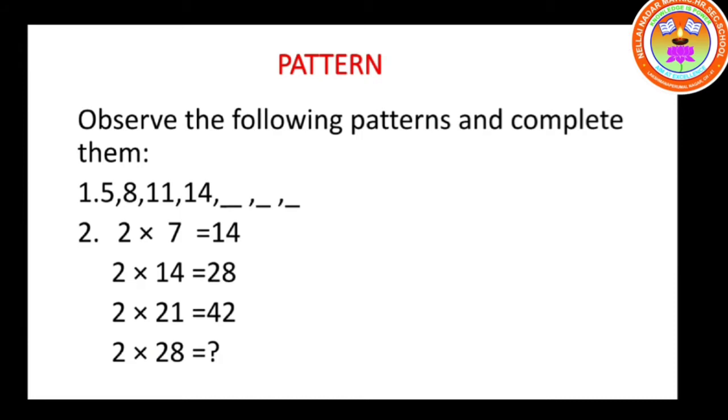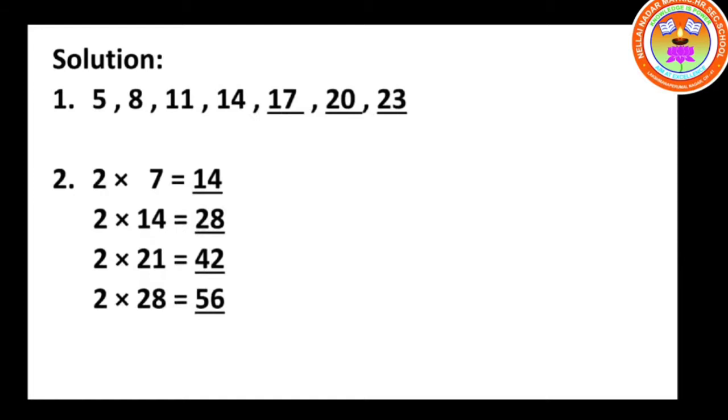Now just see the next one. 2 into 7 is equal to 14. 2 into 14 is equal to 28. 2 into 21 equal to 42. Now guess, 2 into 28, what will you get? Guess it. Guess, children. Yes, have you found the answer? Now let us move on to the solution.